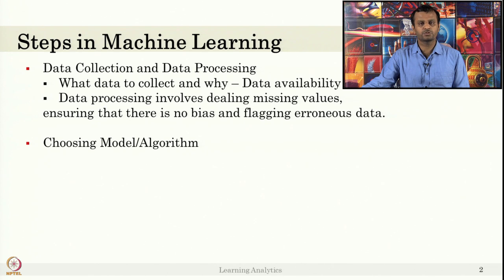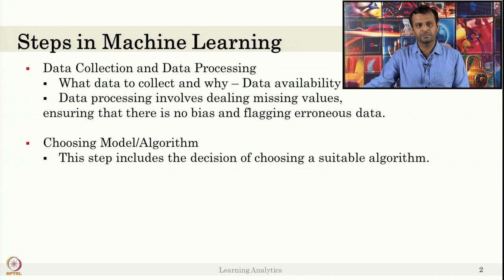The second step is choosing a model or algorithm. That is, which model to use for the data or research question you have selected. This step includes the decision of choosing the suitable algorithm. And the third step is training and testing.